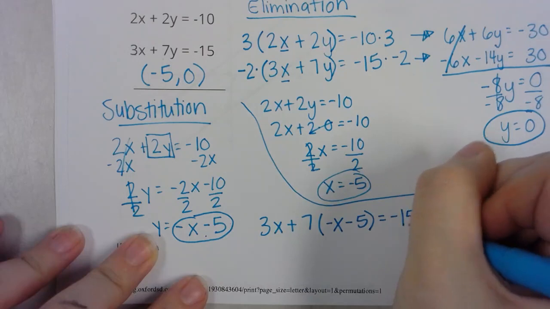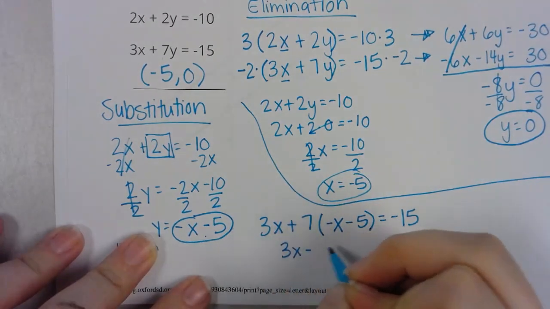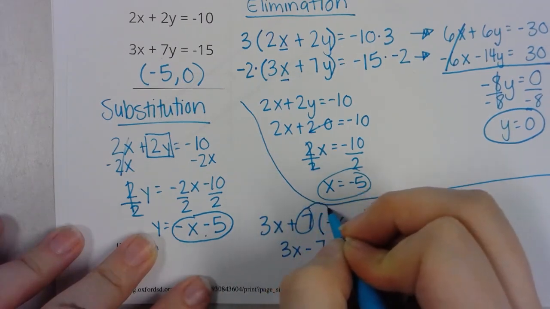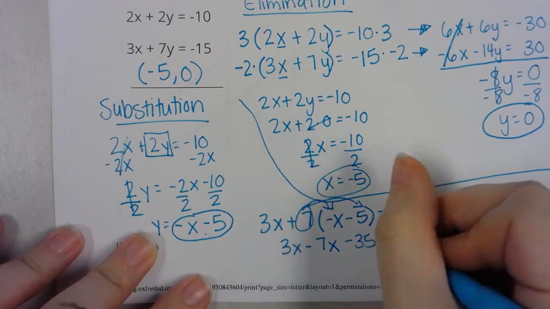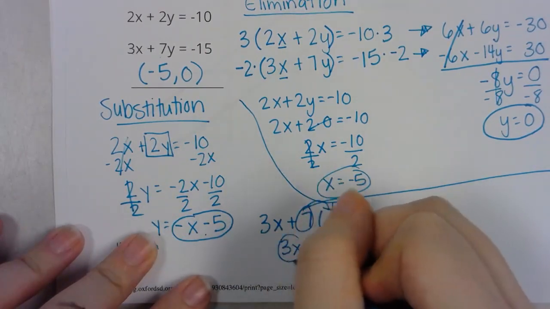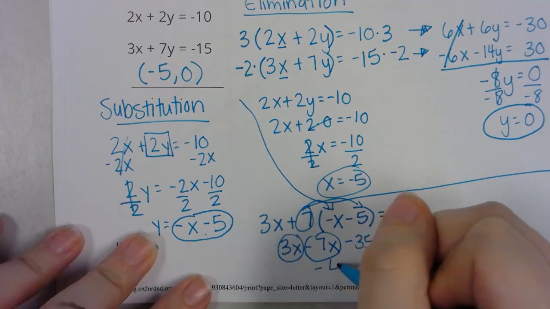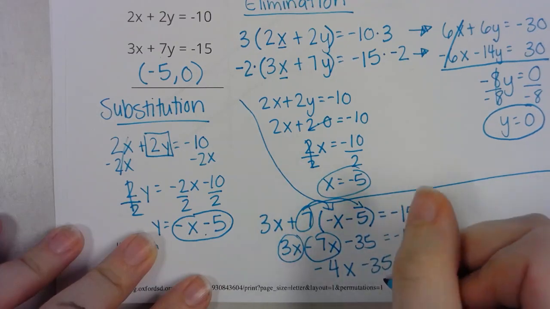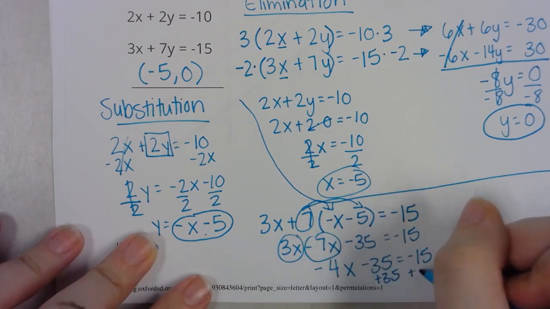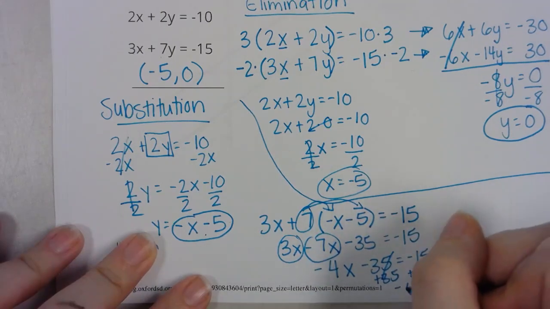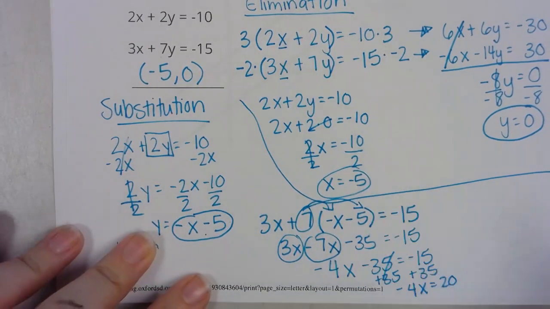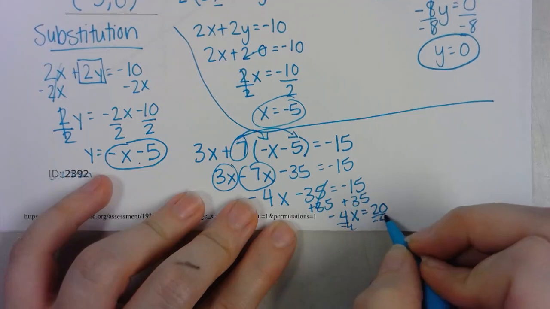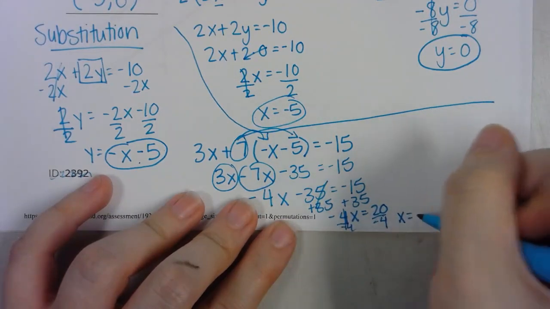equals negative 15. So then I have 3x minus 7x minus 35, because I took the 7 and I distribute here and here, equals negative 15. 3x minus 7x is negative 4x minus 35 equals negative 15. I add 35 to both sides, and I'm left with negative 4x equals 20. Divide both sides by negative 4. So x equals negative 5.